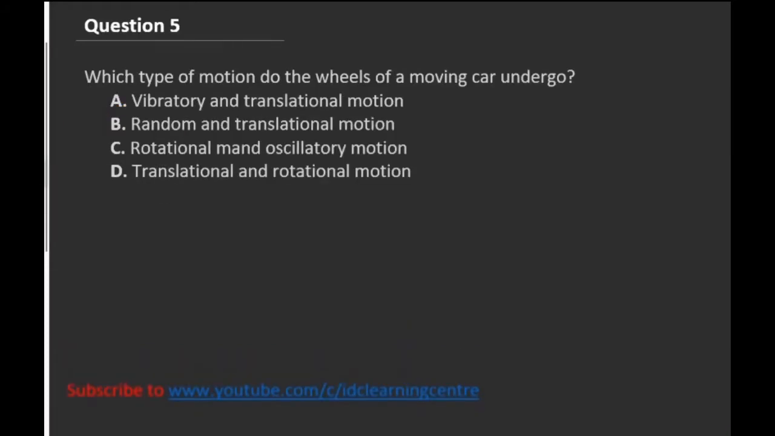Question 5. Which type of motion do the wheels of a moving car undergo? Is it A, vibratory and translational motion, B, random and translational motion, C, rotational and oscillatory motion, D, translational and rotational motion. Now the right answer is translational and rotational motion, which is D. For a car to move from one position to another, the wheel of a car must rotate and translate to a new position.